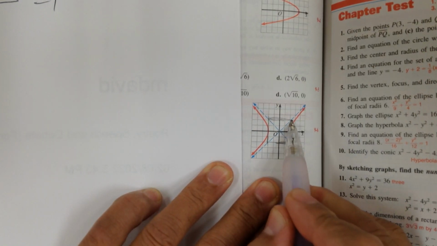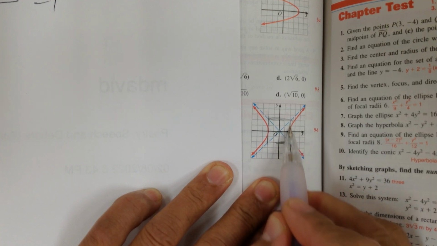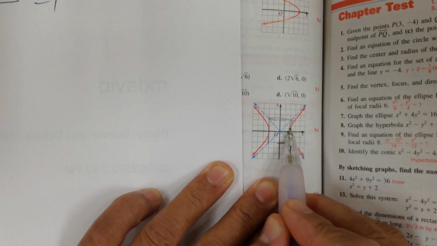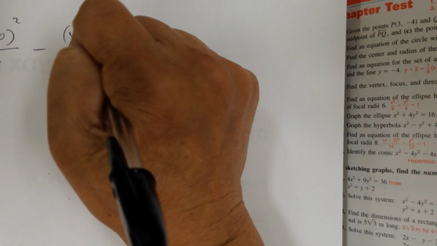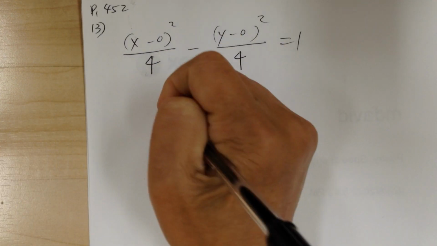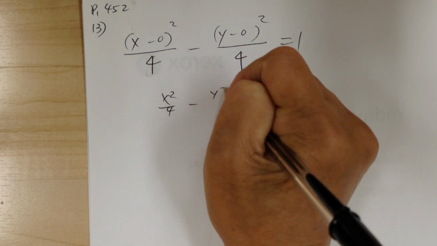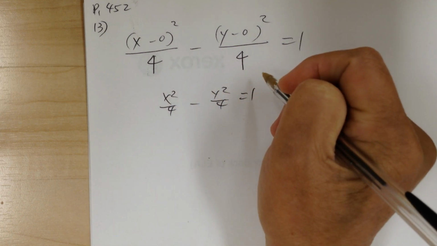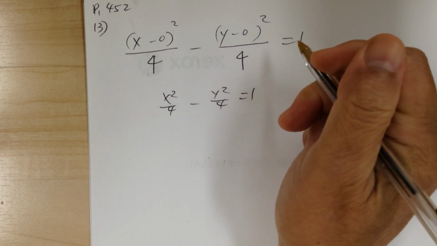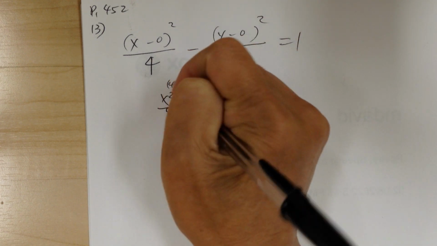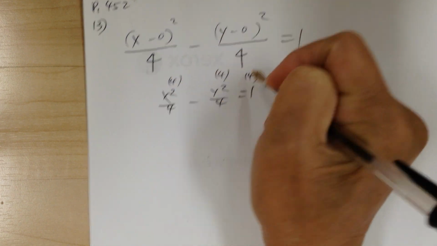And now for the y, if you look over here again, there's a 2 squared. So 2 squared would be 4 again. So this would go under the y. Okay, so that's your equation. So now let's work out the equation. So you have x squared over 4 minus y squared over 4 equal to 1. Then next you want to multiply everything by 4 to get rid of the fraction.